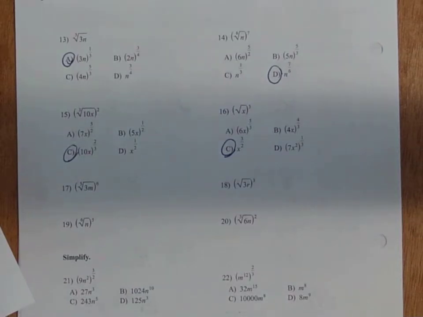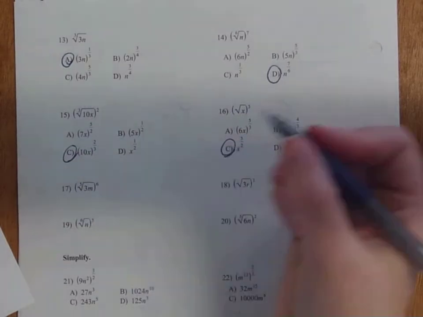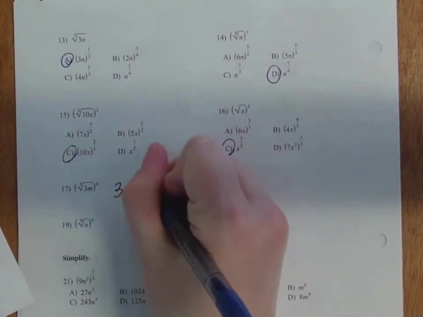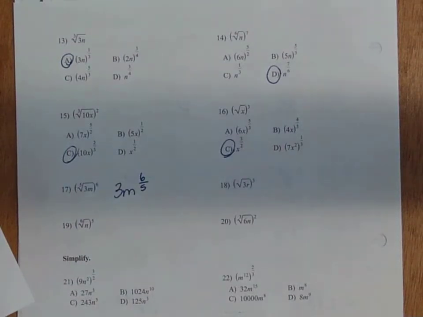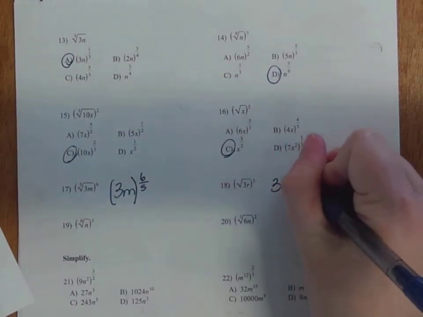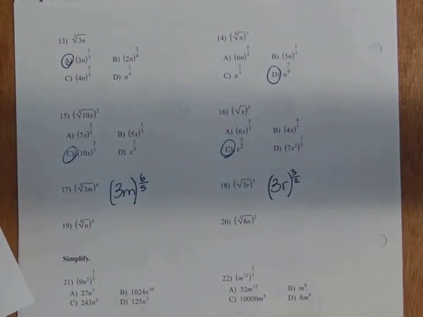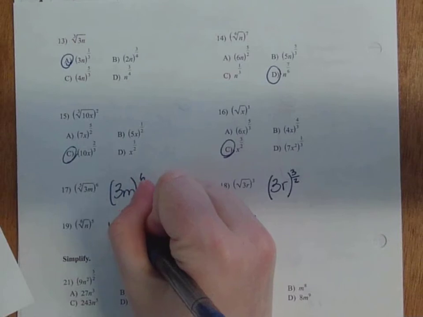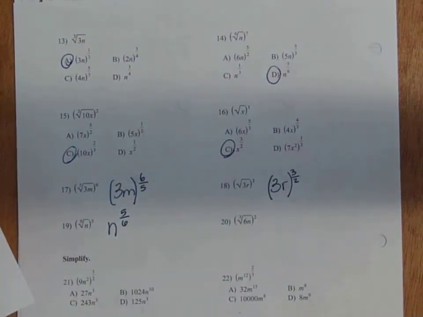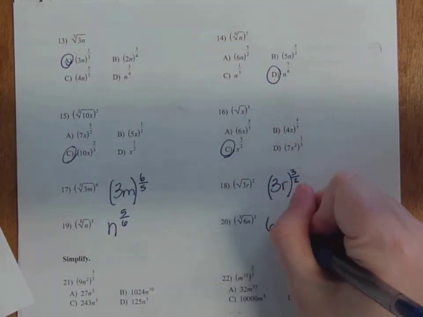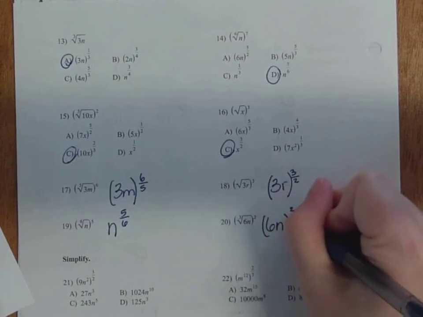Okay, on number 17, raise your hand if you have your answer. Okay, Brooks, tell me what you wrote. 3n to the power of 6/5. Did I write it correctly? No. What do I need? Parentheses. I have to have parentheses. Okay, number 18. Who can tell me? 3r to the power of 3/2 with parentheses. Okay? 19. Who can tell me 19? Anthony. 10 to the power of 5/6. I love it when there's no coefficient, then I don't need parentheses, right? Because it's the same. All right, and 20. Jake. In the parentheses, 6n to the power of 2/3. Great.